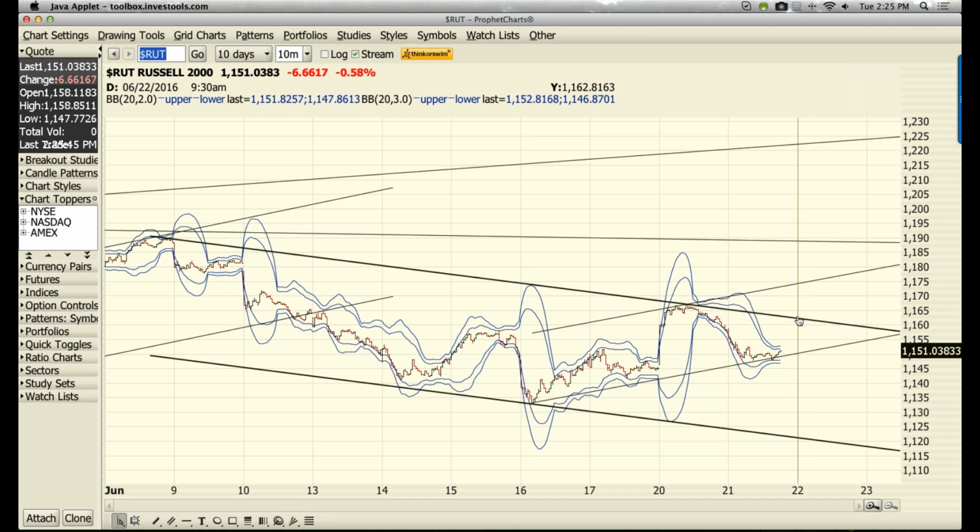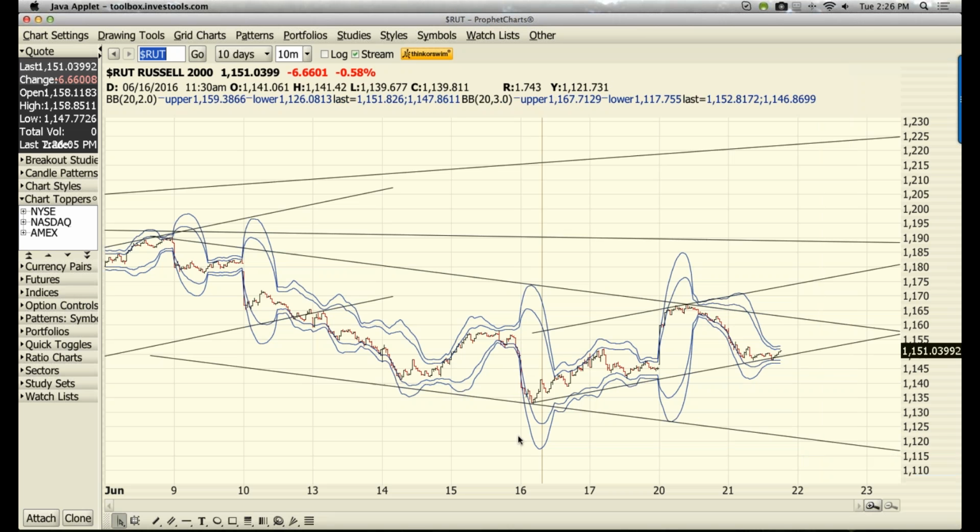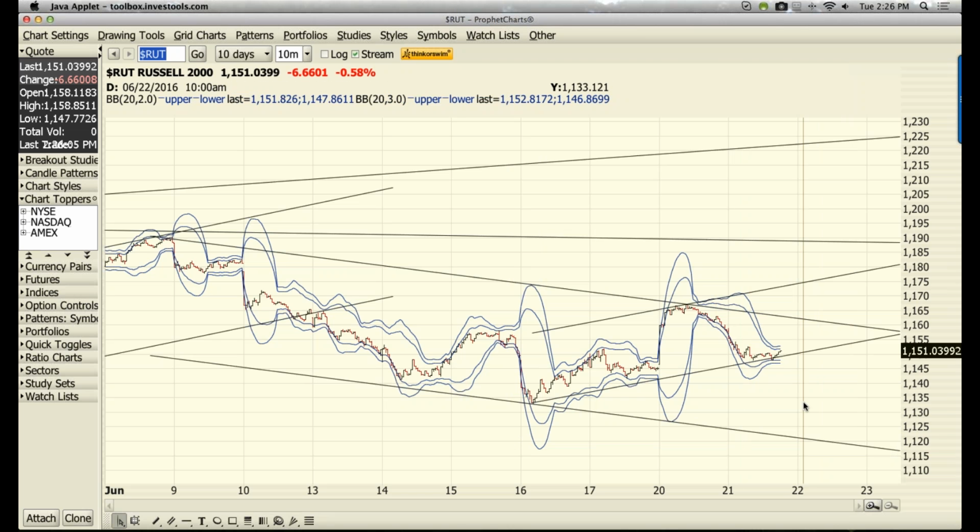And if it breaks to the upside, we have a reasonable idea of where it could possibly move up to. We have a level of resistance up there. If it breaks below support at some point, we have a reasonable idea of where it could move down to, which would be the support of our channel.